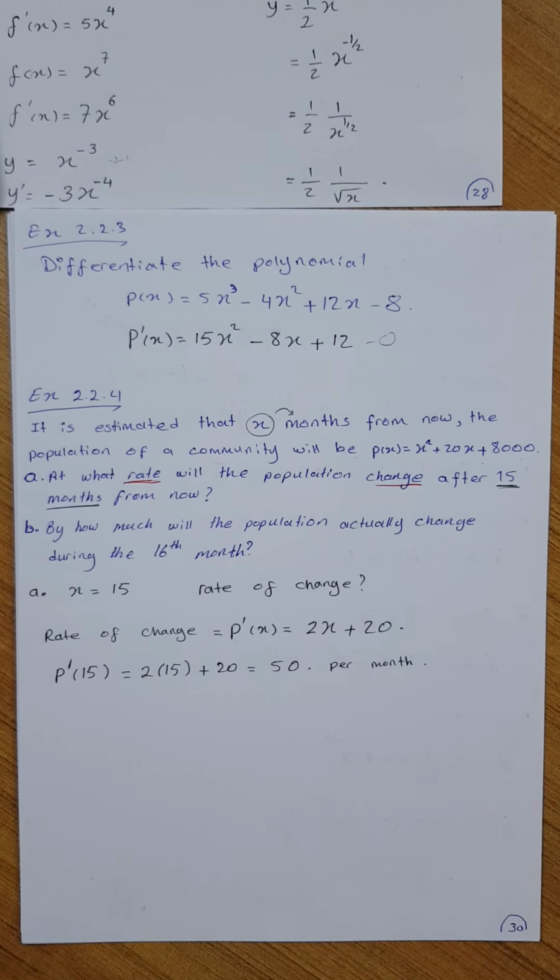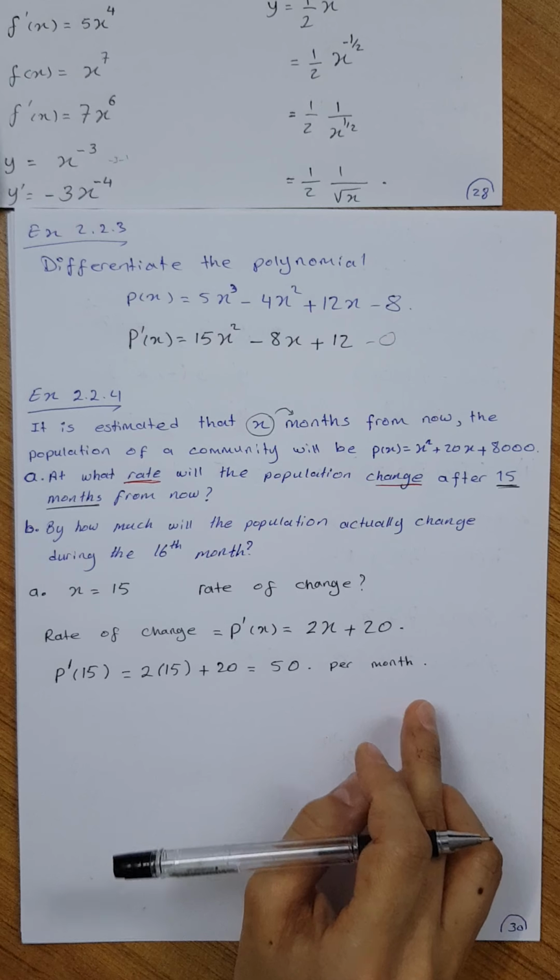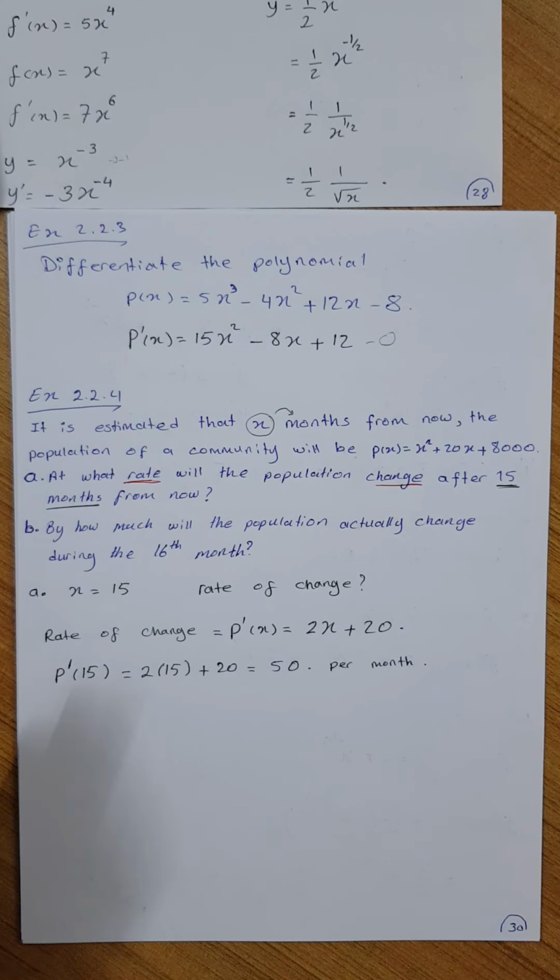In general, the rate of change of the population increasing is 50 per month. So 50 persons are, for example, born in that community. That is the average, okay? Of course, when we are talking about the rate of change, it's the average of that thing that we are doing. Let's move to the second requirement.